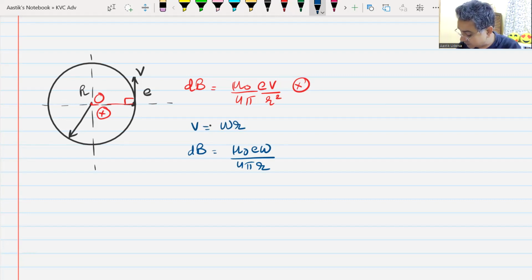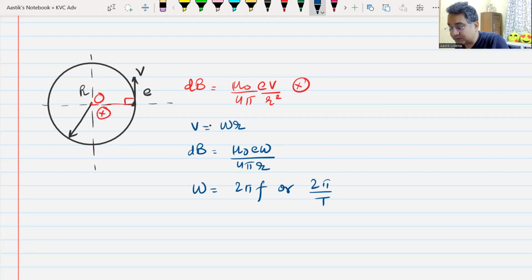Now remember, omega is 2 pi f, or it is 2 pi by T. So you can write the formula in various forms if you have understood this one. Do we get this? Understood, sir. Write down the formulae once and let me know once you are done.